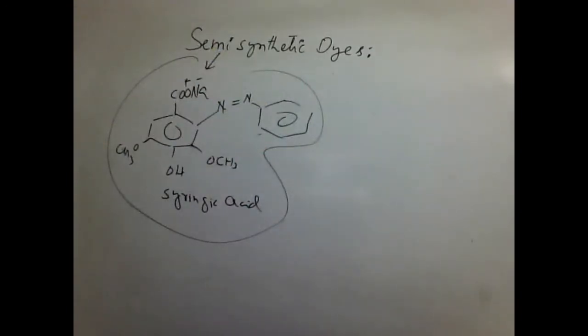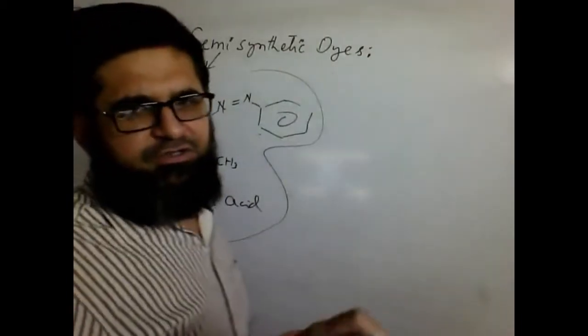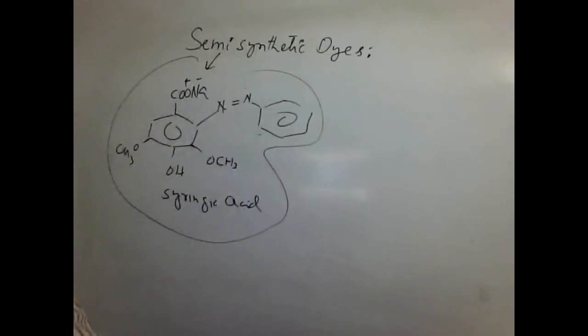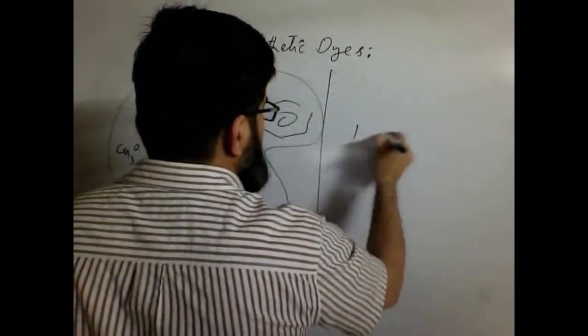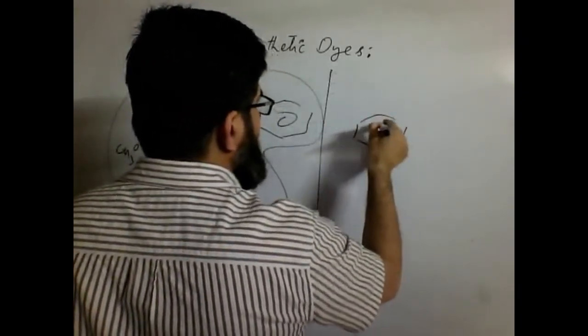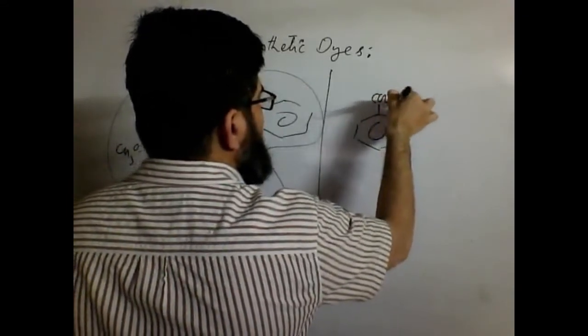So this is what has already been produced. My friends, colleagues from India, have prepared this dye using natural sources, and this was published back in 2017. What they did next was they produced this one. In another example, again, they took this syringic acid again.